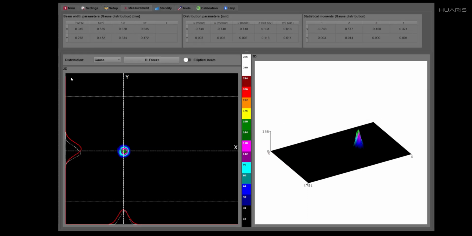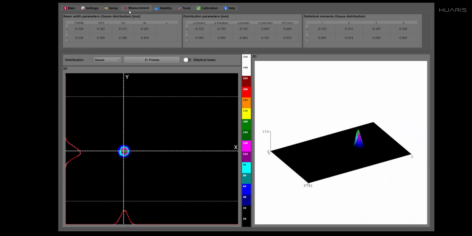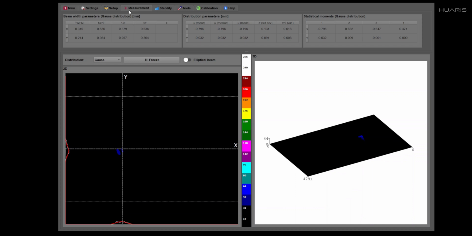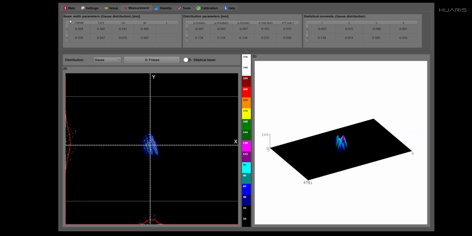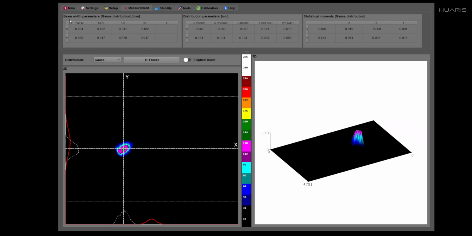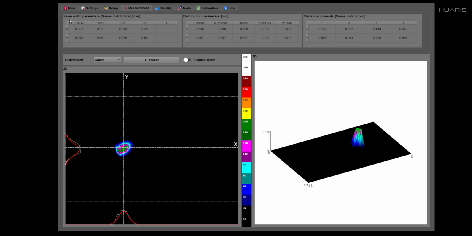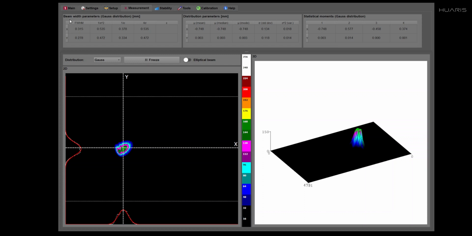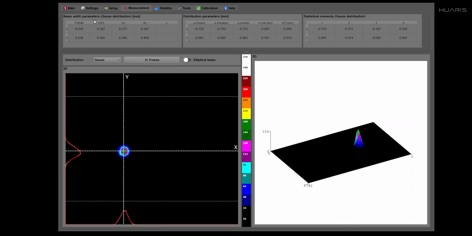Hello, in this movie I would like to tell you a few words about the measurement tab in the Huaris software, which can be used for laser beam characterization. The measurement tab essentially presents the measurement results. If the measurement is valid, so if the intensity is not too low or too high, or if your beam is not too close to the edge of the detector, then the software will perform calculations to provide you with the values defining, for example, beam width.